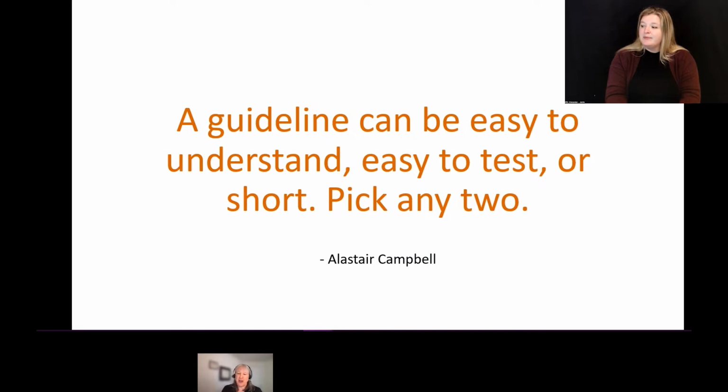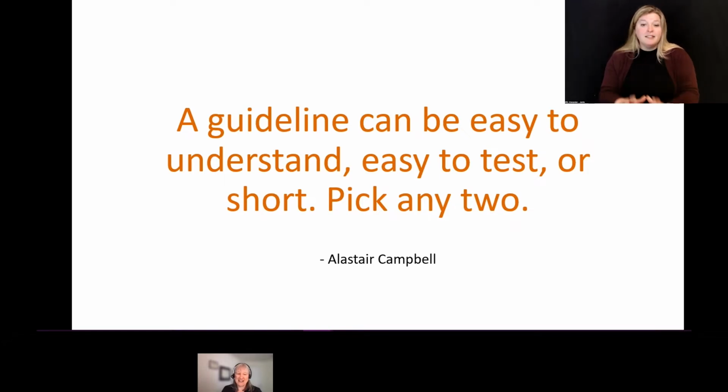One of my co-chairs, Alistair Campbell, often says this, and I think it's really something to keep in mind when you're looking at standards and trying to understand them. A guideline can be easy to understand, it can be easy to test, or short. Pick any two. And so this is something that we struggle with. We really need to create things that are testable. We need to create things that are understandable. As a result, they are less and less often short.